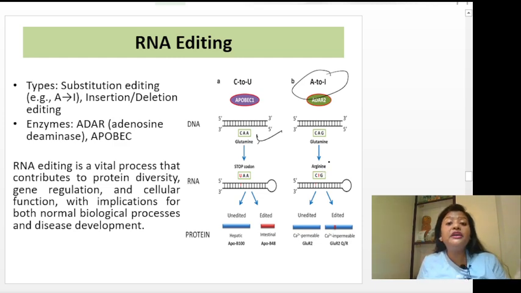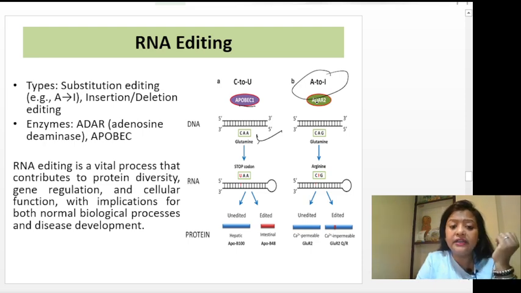So what's happening? Different types of proteins can form because of RNA editing, and the enzymes involved are APOBEC1, and here this is ADAR2. ADAR is adenosine deaminase. So these enzymes are involved in this RNA editing process. Now this can lead to protein diversity. It can help in gene regulation or cellular function, but sometimes it can also lead to the formation of some diseases which are not welcome in the body. So there are some good and bad things about RNA editing.